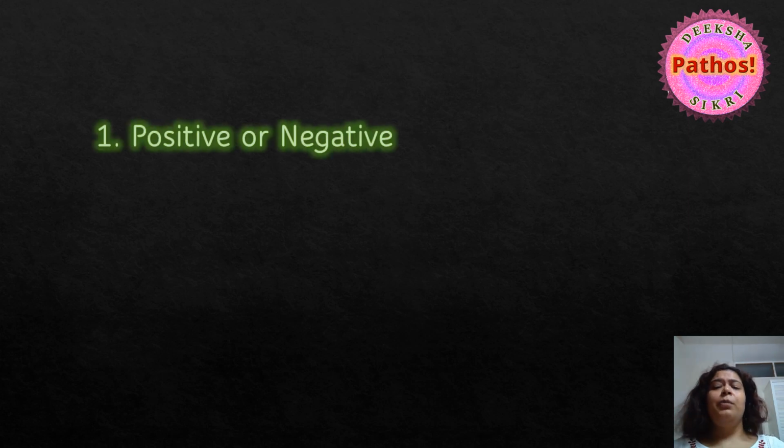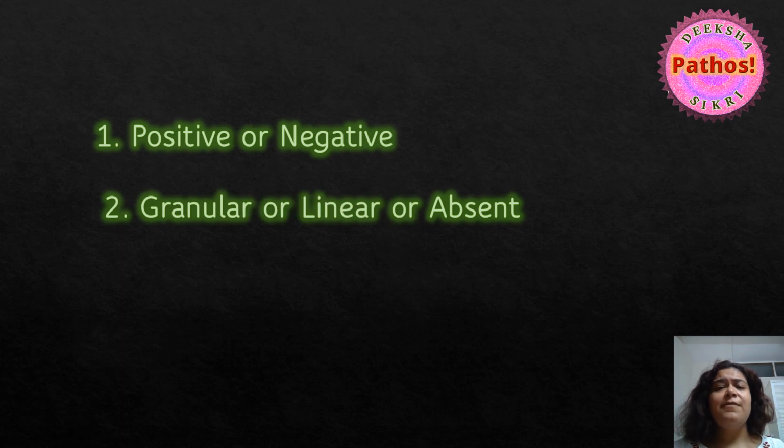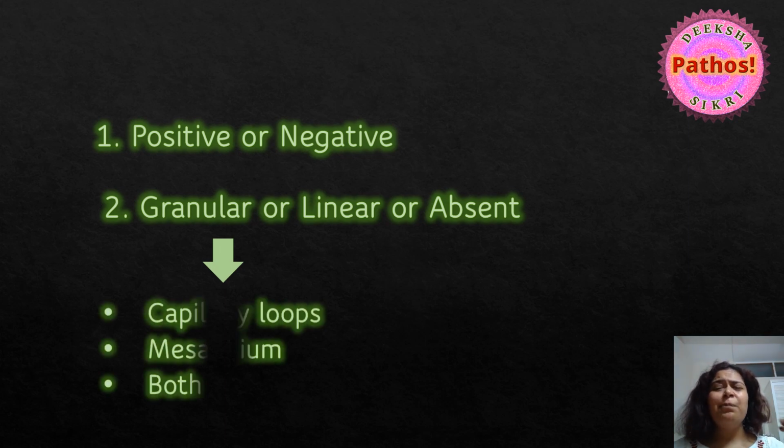What do we comment on? We comment on whether there is something there. So whether it's positive, whether it's negative, if it's granular, linear, or if it's not there at all. So is it absent? And if it is granular, we make a point to notice whether that granularity is along the capillary loops, is it in the mesangium, or is it in both areas?